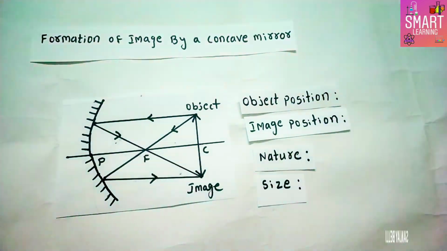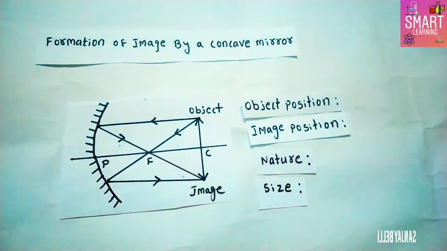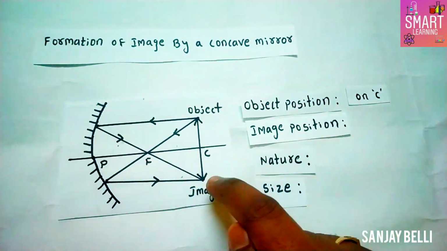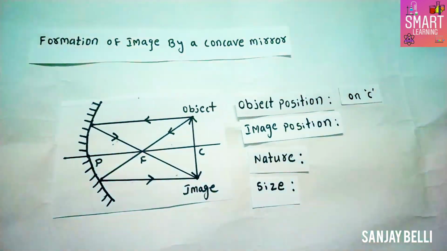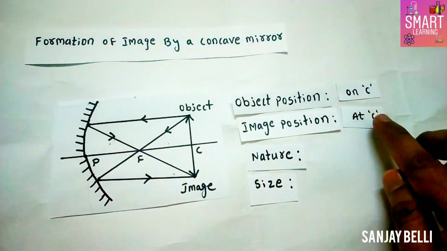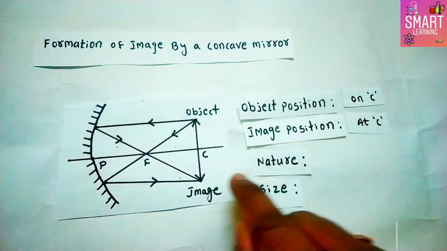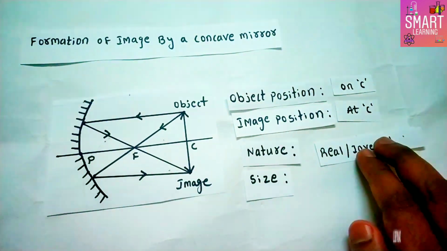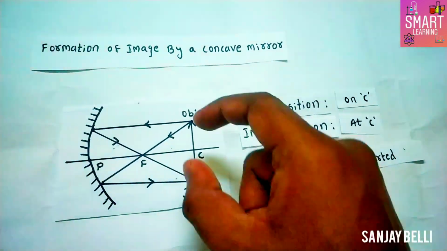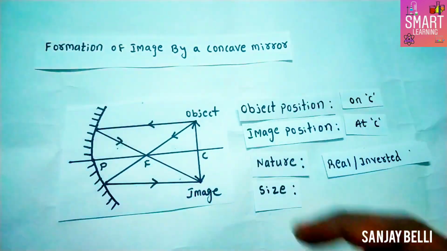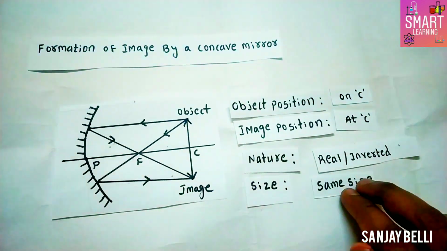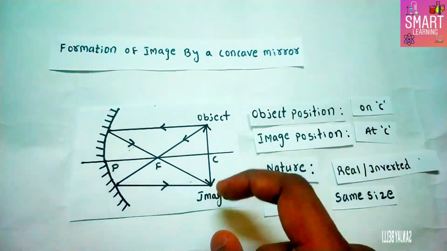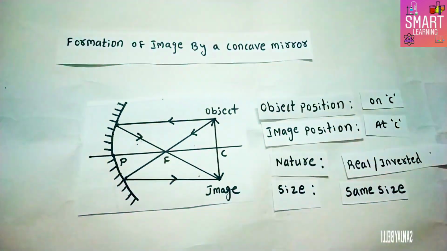So what is the position of the object? This is your object. The object is placed on C. Where is the image obtained? If an object is placed on C, an image will be obtained at C. What about its nature? It is formed below the principal axis, so it is an inverted image. What about its size? Here you see the object size and image size are the same. Whatever the size of the object, the same size of image will be obtained.